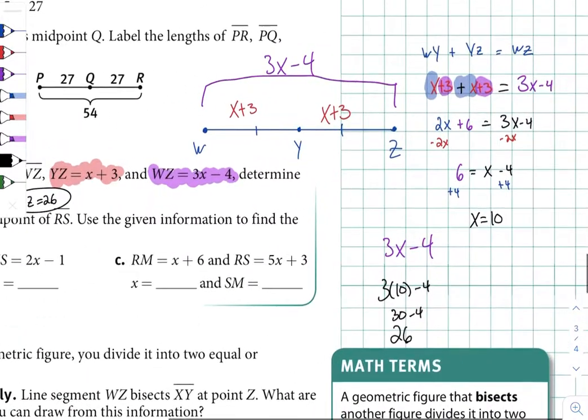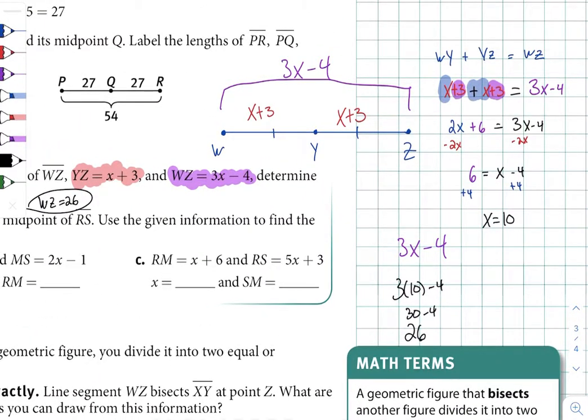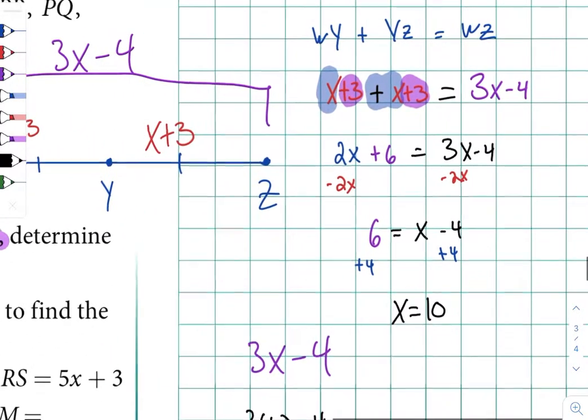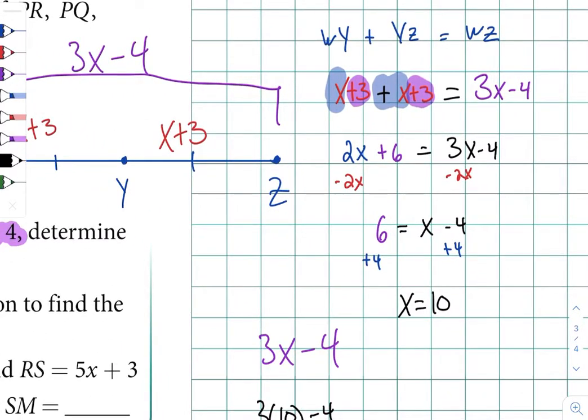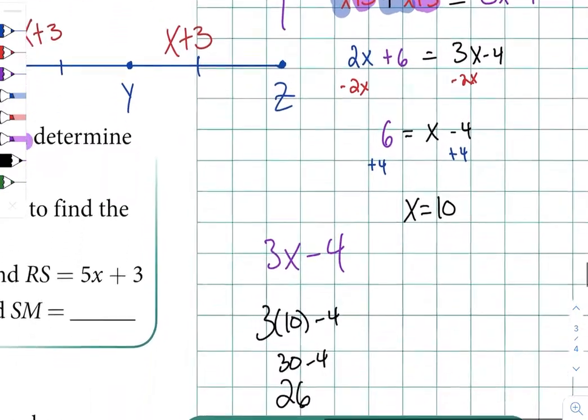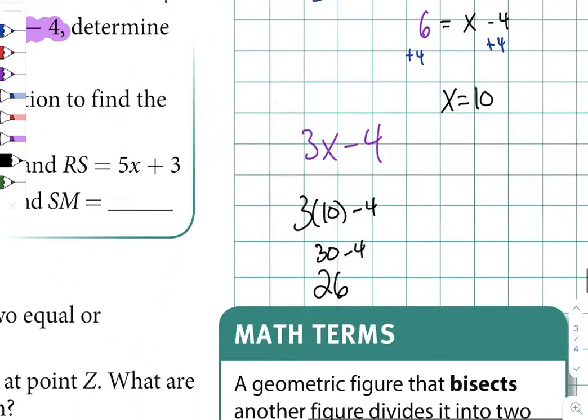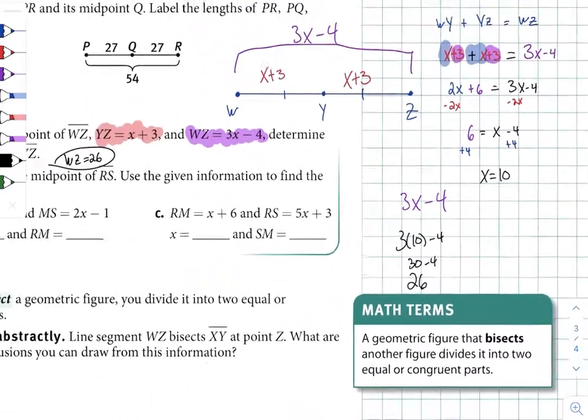All right, so here's a shot of all that work. You can pause it and write that down if you need to. You can always ask me questions. So I took the one half, and I made the other half the same value. Both of them are x plus 3. I added those two together and set it equal to the entire length of the line segment, which was 3x minus 4. Solved for x and got 10, then plugged x back in to 3x minus 4 to get 26.